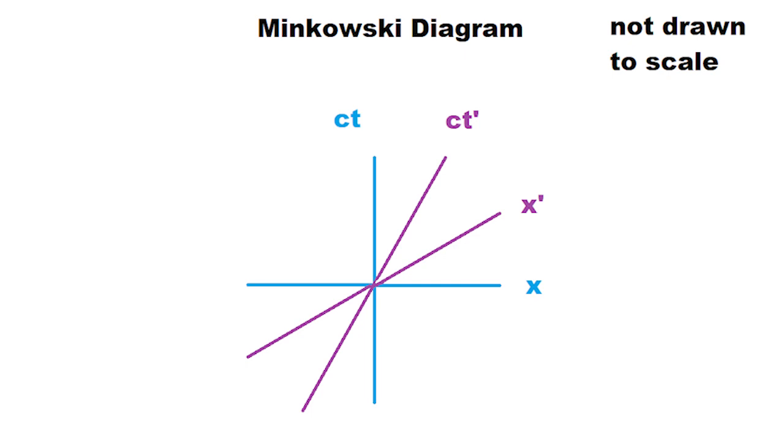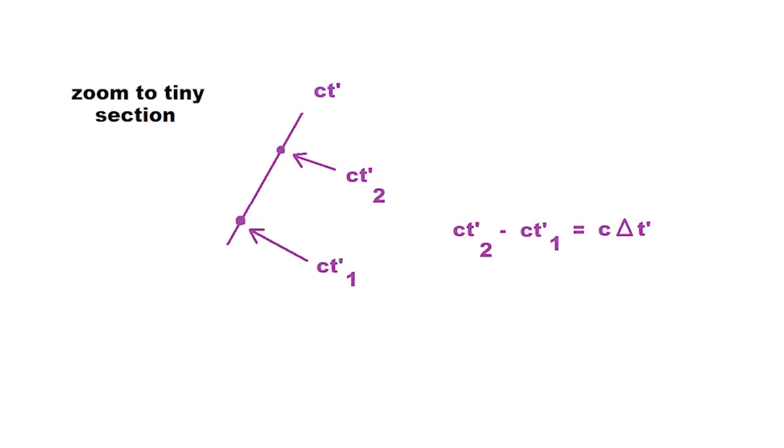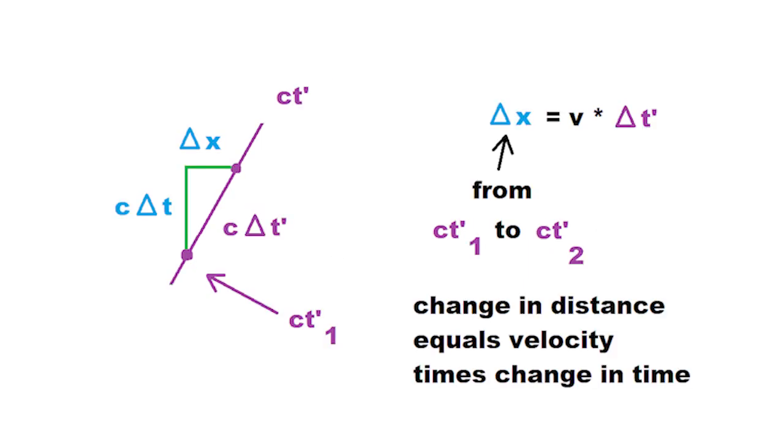And now that we're ready, we'll start with the Minkowski diagram and notice that if we zoom in close to the ct prime line, we can define the distance between 2 points on this line. And we can draw a right triangle where the hypotenuse of the triangle is the distance between the 2 points. And because of the space-time diagram's properties, we know the distances of the legs of the triangle.